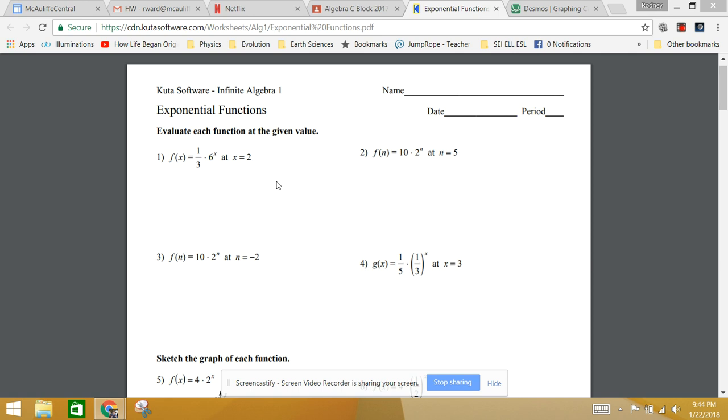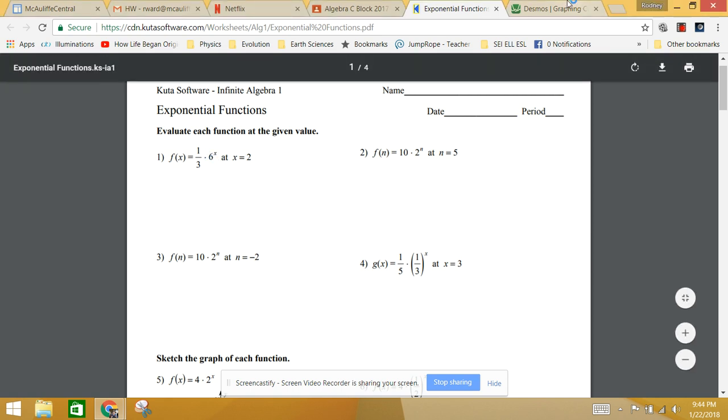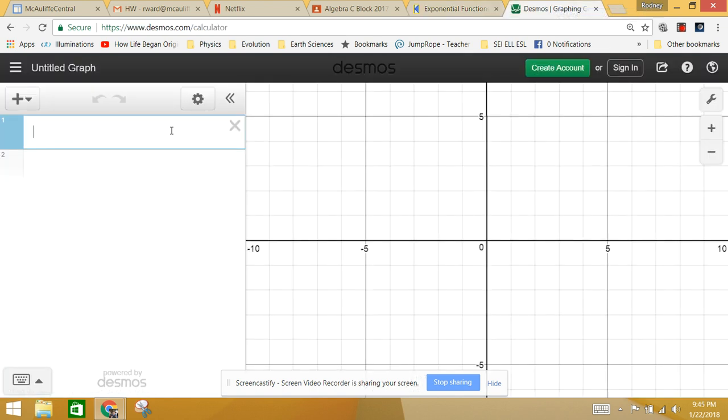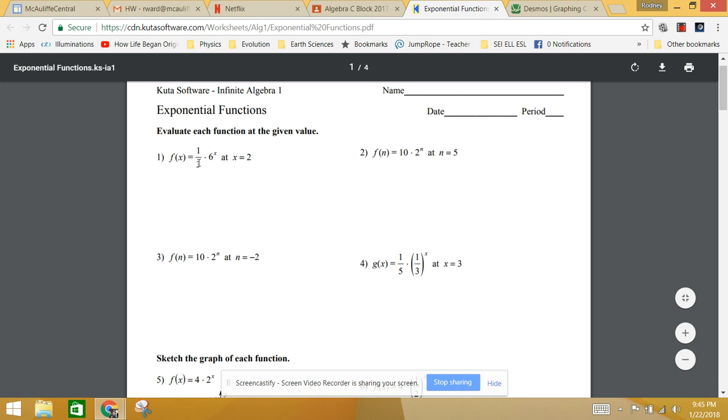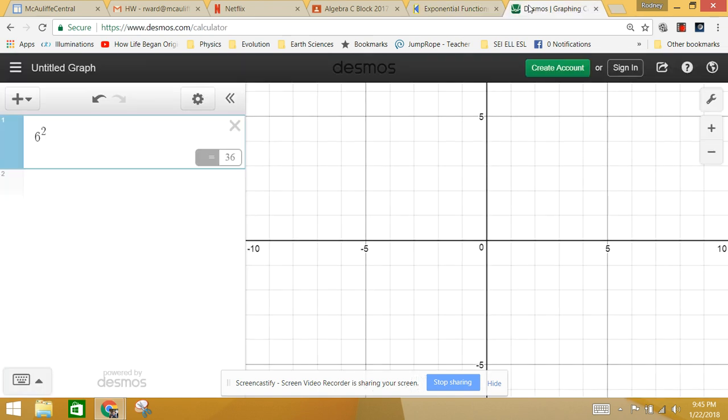So we're going to use the order of operations here. The first thing we need to deal with is 6 to the x, which is now 6 to the second power. I'm going to open up Desmos, and 6 to the second power is 36. So I've got a 36 that I'm dealing with. Now, that 36 is being multiplied times 1/3, and 1/3 of 36 is 12. So 1/3 times 6 squared is 12, and there you have your answer.